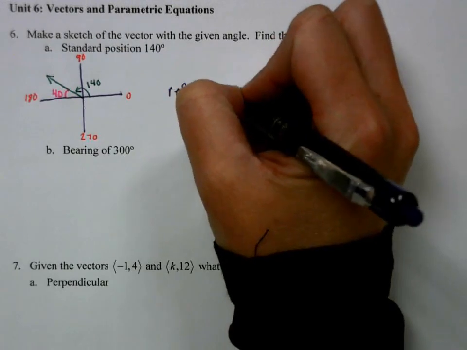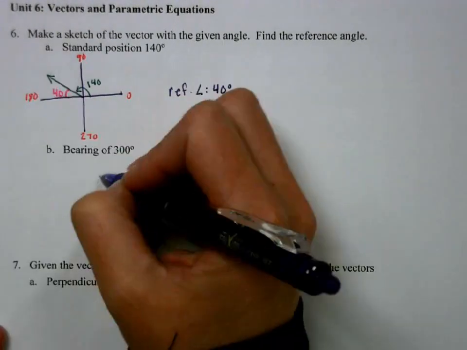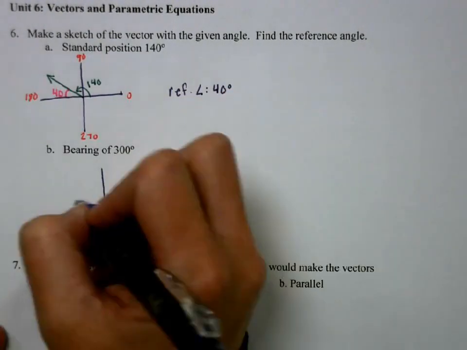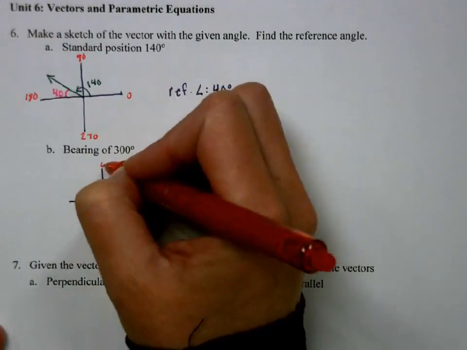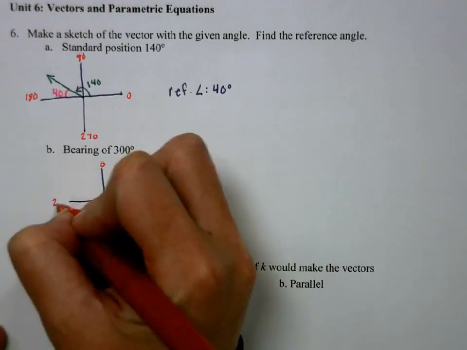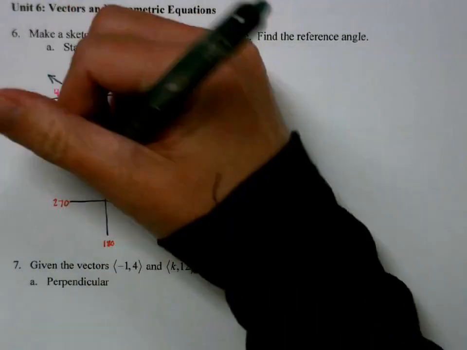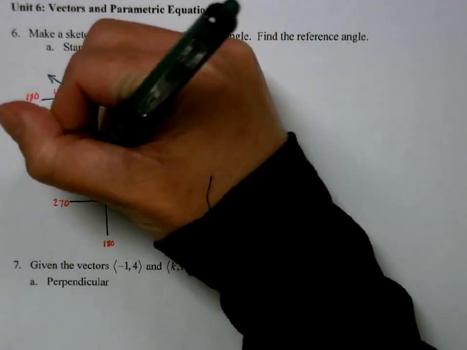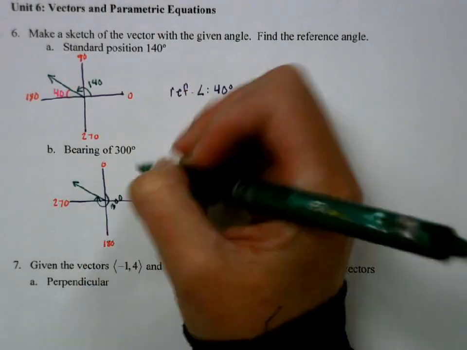Bearing, and we've already seen this with the plane problem, is measured from due north. So this is 0, this is 90, this is 180, this is a bearing of 270. So a bearing of 300 goes all the way around here. This is 300. My reference angle is this angle, which is going to be 30.